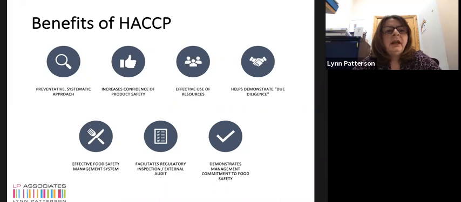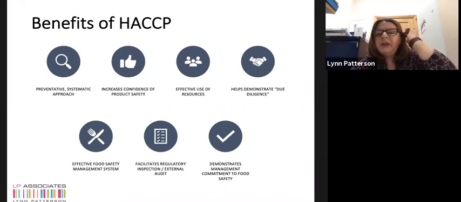This will then increase your confidence in product safety. It has the potential to identify these areas of concern where failure has not yet been experienced, particularly useful for new operations and thus giving you control in that. It's an effective use of your resources. We don't have a never-ending supply of resources. So control can be transferred from, for example, end product testing, which is testing for failure, into the design and manufacturing process, i.e. preventing the failure.